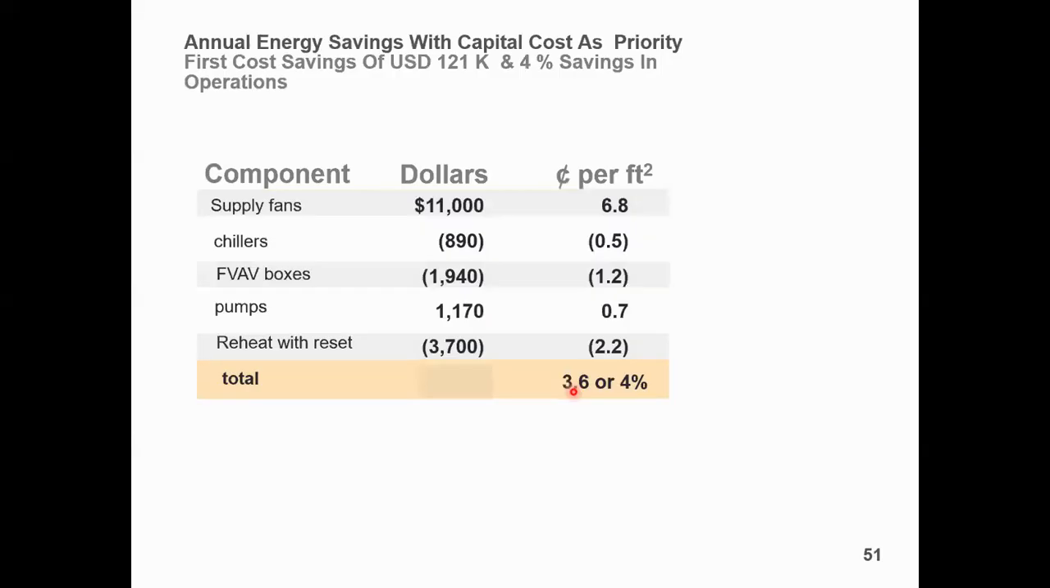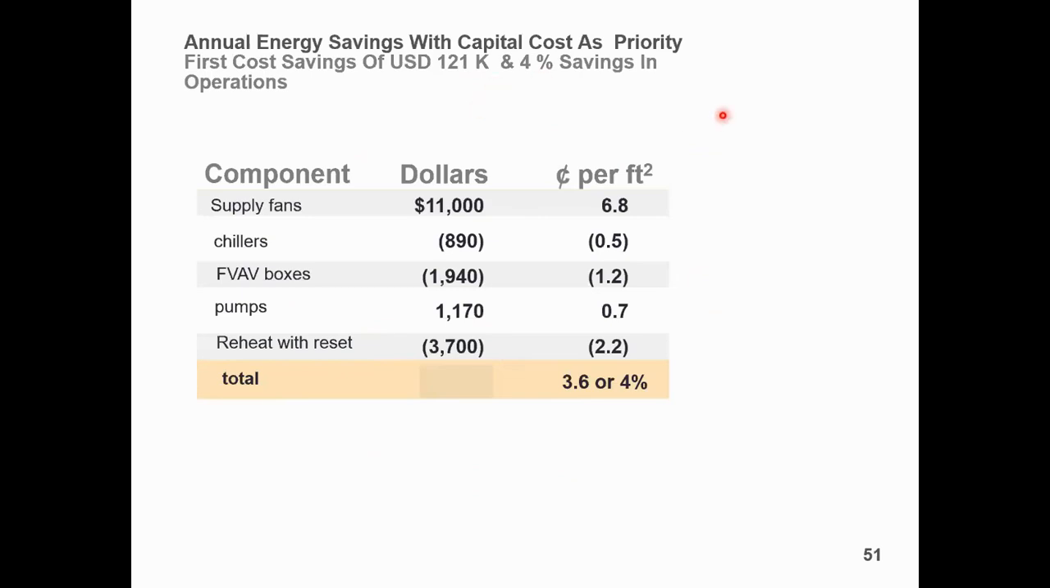Now we have done an energy analysis. At the time of energy analysis, what we found is that after saving this $121,000 in first cost, there is still an energy savings of close to 4% with respect to the normal 10 degree delta T conventional design. Here the customer was more concerned about the capital cost, so they did not invest anything further in capital cost to gain more on energy.